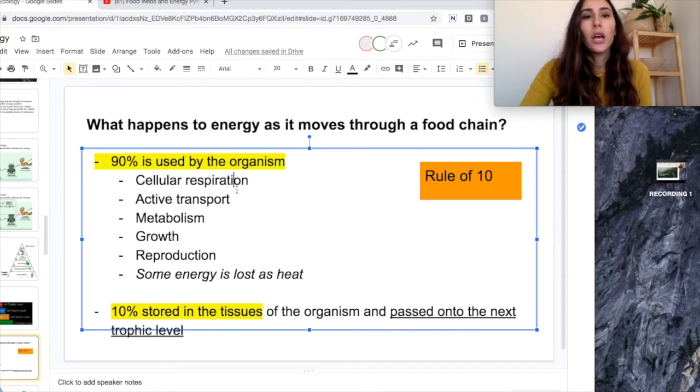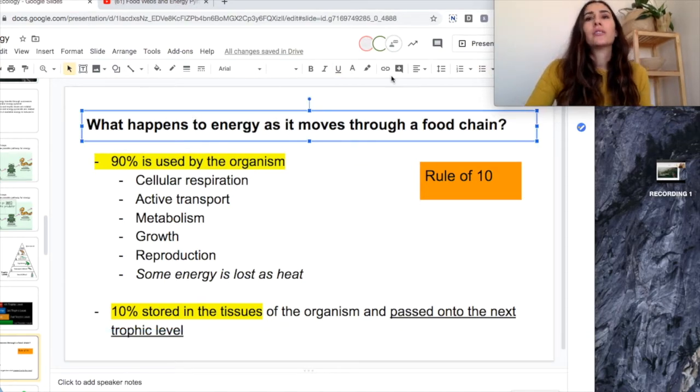Now, 90% is used by the organism. Now, what about the rest of the energy, right? What about the other 10%? Where does that go? Well, 10% is actually stored in the tissues of the organism.